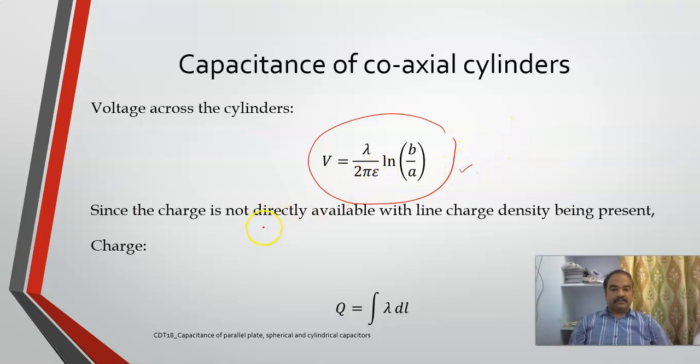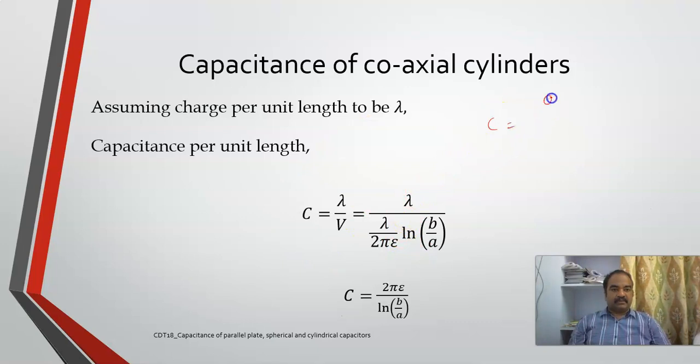Since charge is not directly available, I would be supposed to integrate it over the defined length, but here the length has not been given, right? So if you want to determine capacitance for this one, C is nothing but Q by V. I don't know this particular term, whereas this term I know now: lambda by 2 pi epsilon ln b by a. This is capacitance, so capacitance per unit length.